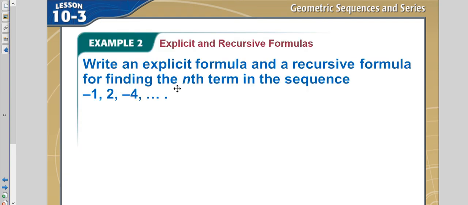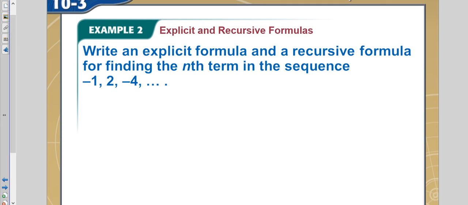So let's look, and it says write an explicit formula and a recursive. Remember, recursive is just, you're going to have your previous term multiplied by that r. So it's just previous term and then what's happening to it. So we'll start with recursive. It's the easiest to find.